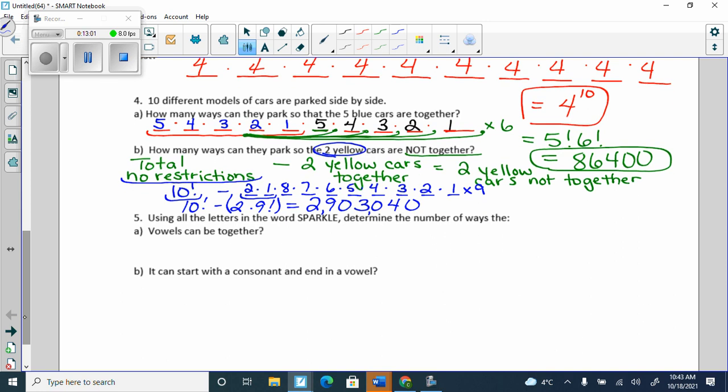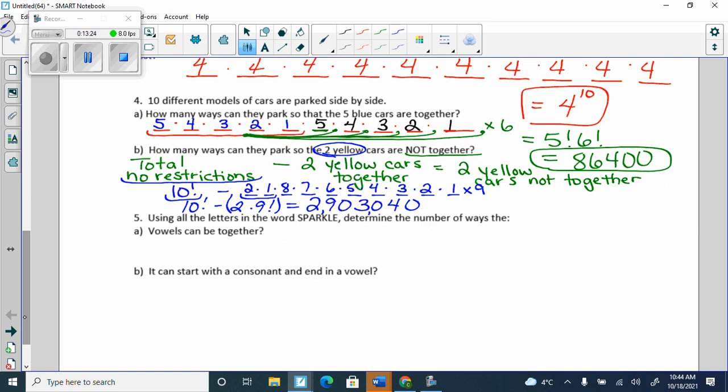So, number 5. Using all the letters in the word sparkle. Does sparkle have any doubling or tripling letters? After today, we're going to have to look for that because we're going to have doubling, tripling letters today. I've always given you words that don't have repeating letters until today. Okay? So sparkle, S-P-A-R-K-L-E. It has 7 letters.